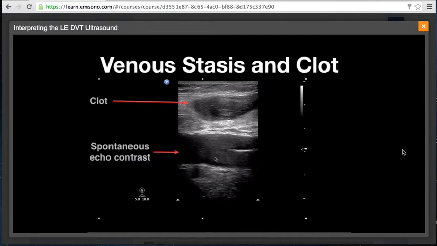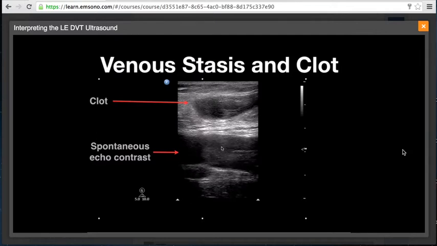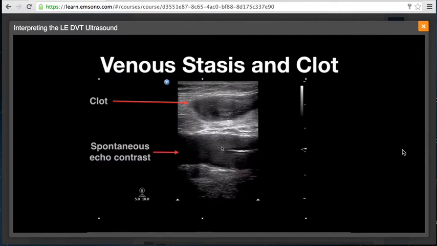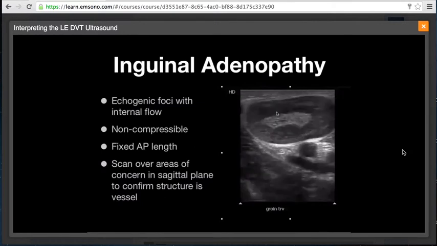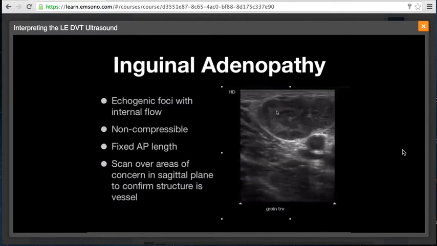You can see that this is constantly moving, and if we were to do compression, these vessels here would be completely compressible. Although this may sound strange, it's possible to confuse an inguinal node as a DVT, especially if you're just doing focused, intermittent, compressive evaluation of the lower extremity veins.